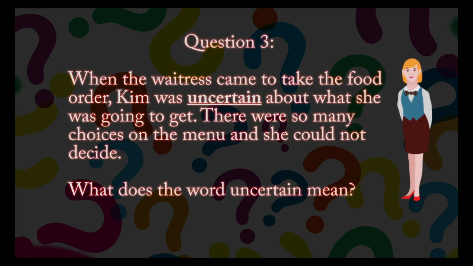Question 3. When the waitress came to take the food order, Kim was uncertain about what she was going to get. There were so many choices on the menu, and she could not decide. What does the word uncertain mean? Does it mean not sure, hungry, or angry? If you said not sure, ding, ding, ding, you're right.